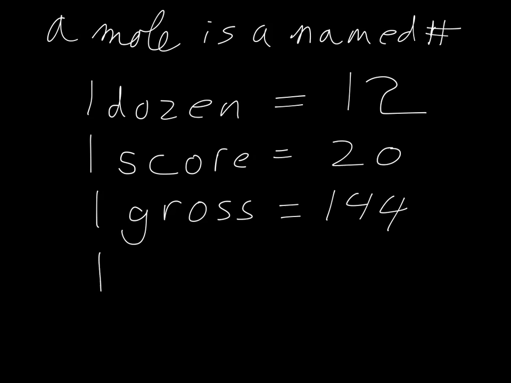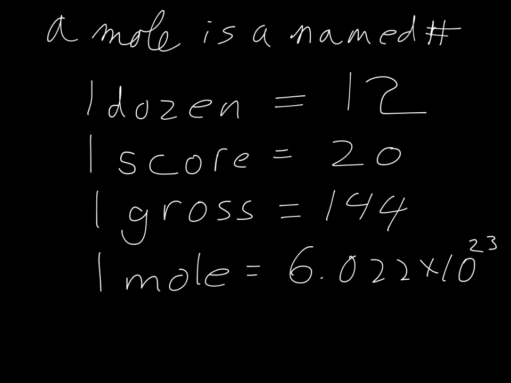A mole is the same thing. 1 mole of anything is 6.022 × 10²³. This number is so important that it's actually named twice. In addition to being known as the mole, it's also referred to as Avogadro's number, after the man who discovered it. Why do we care about it, though? What's so important about it?